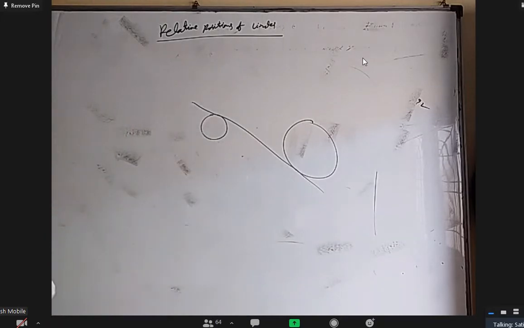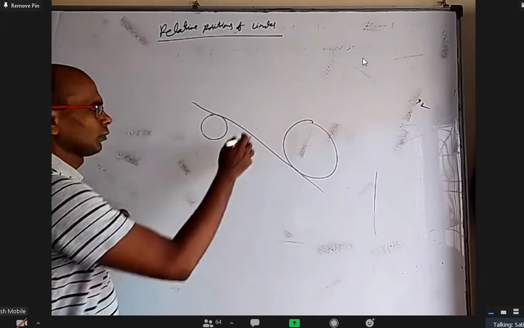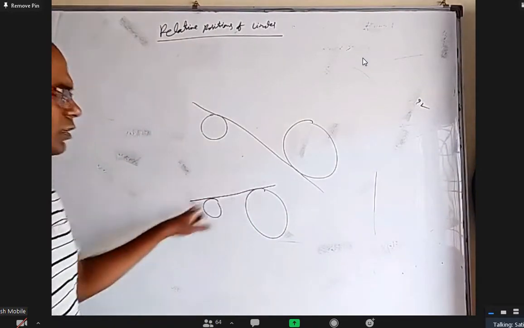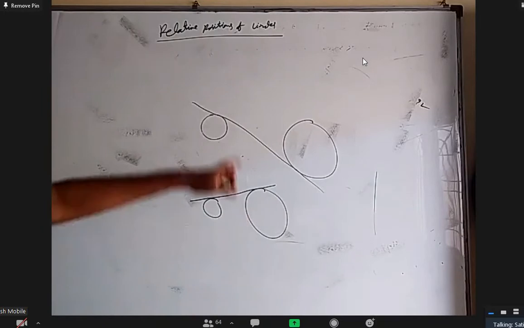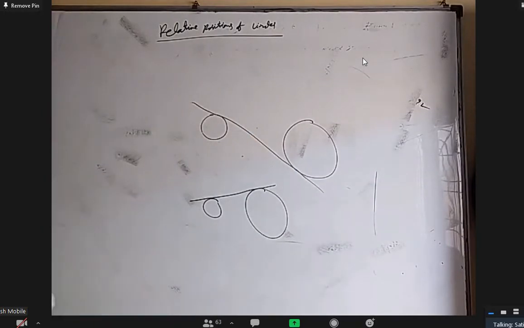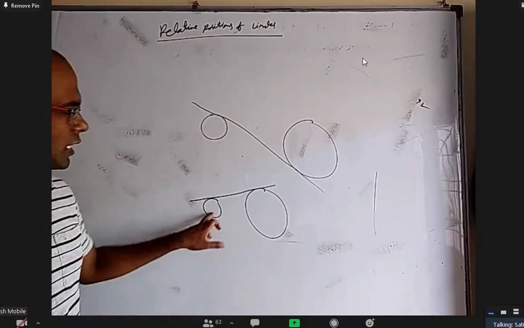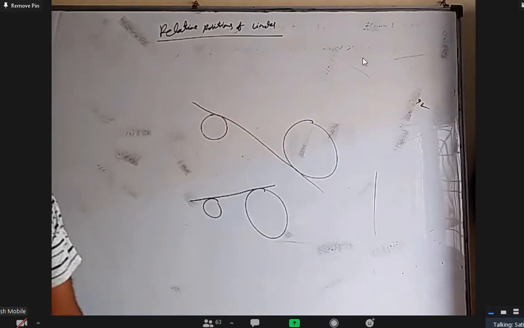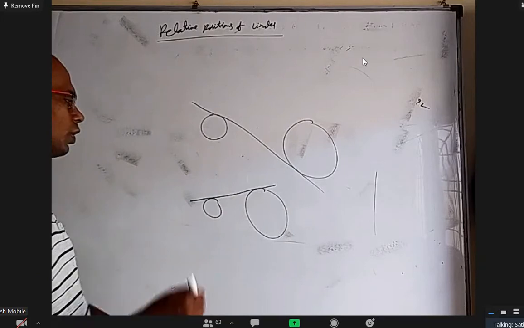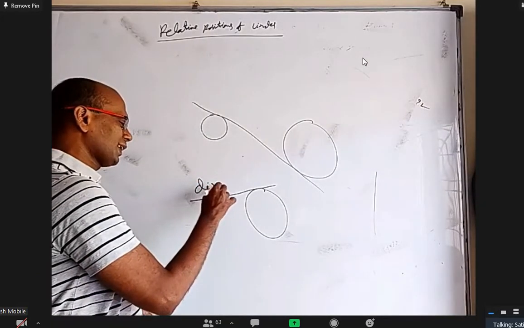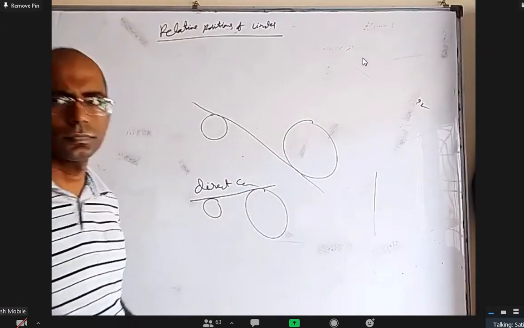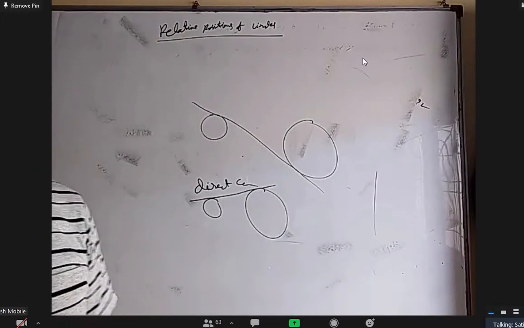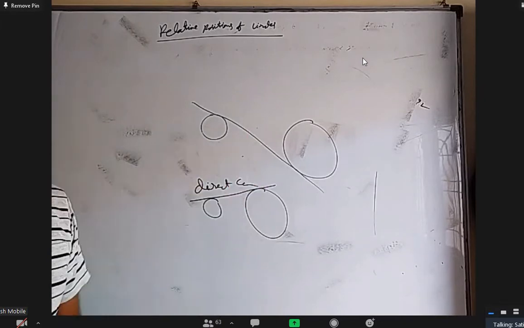Within common tangent, there are two types. One is this and one is this. This is also a common tangent touching both the circles. This is also a common tangent touching both the circles. But there is a difference. Here both circles are on the same side of the tangent. Here they are on either side of the tangent. So this kind of tangent is called a direct common tangent, and this kind is called a transverse common tangent. Direct common tangent and transverse common tangent.